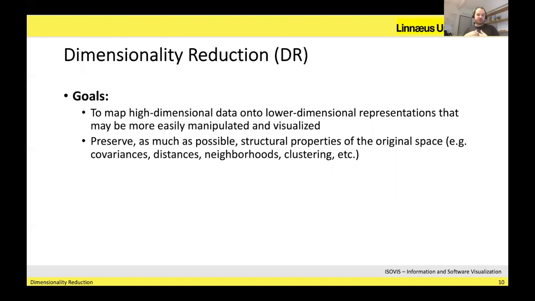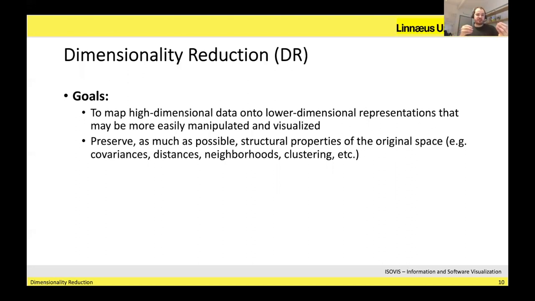Or you may want to preserve distances. So you want, for example, to go from 100 to 2 or 3 dimensions, but you want the distances between the points to remain very similar. So I don't want these to be distorted so much. I want their distances to be preserved as much as possible. There are ways to do that.